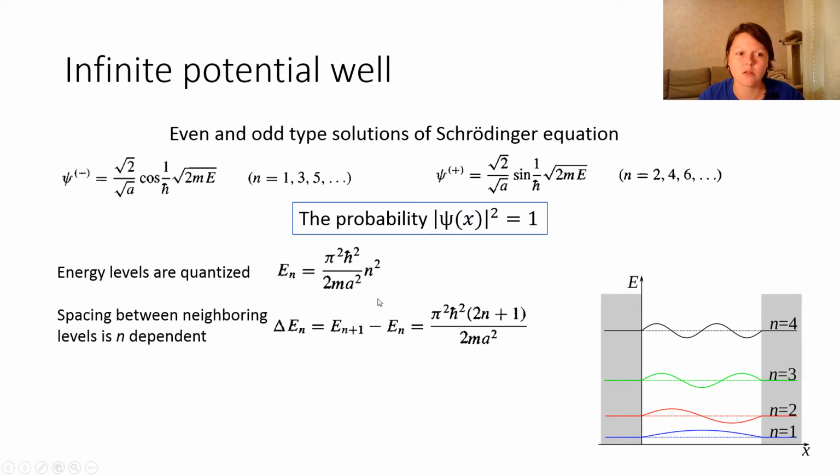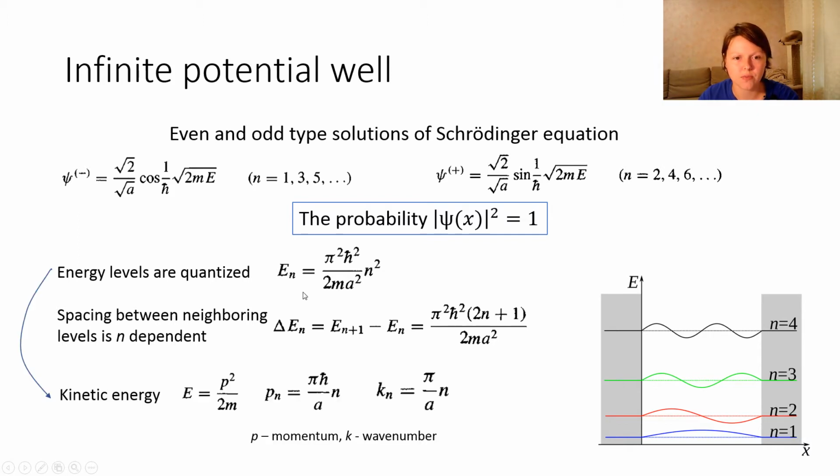Here we see that the levels are also quantized. The spacing between neighboring levels is also quantized and is dependent on the principal quantum number as well. But we still remember that the particle is still in the potential well. It means that this energy of the particle is fully kinetic energy, and we can rewrite this expression in the kinetic type, which connects the value of the energy with the mass and the momentum of the particle.